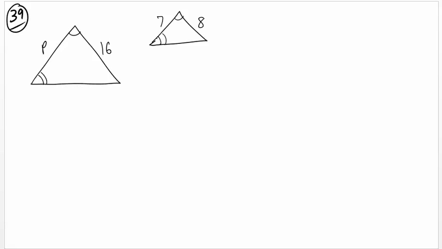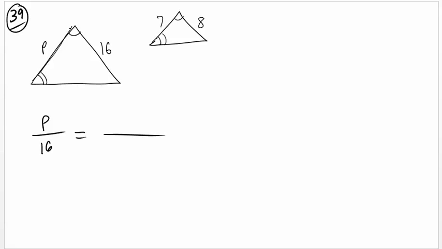39 says the triangles are similar. Find the value of the variable. So this is just setting up a proportion. They told us the triangles are similar. They marked the two pairs of angles. We're going to set up a proportion. And there are multiple ways to do this. One thing you can do is use two sides from the same triangle. So if I look at the larger triangle, I do P over 16. Then the second fraction is all about the small triangle.